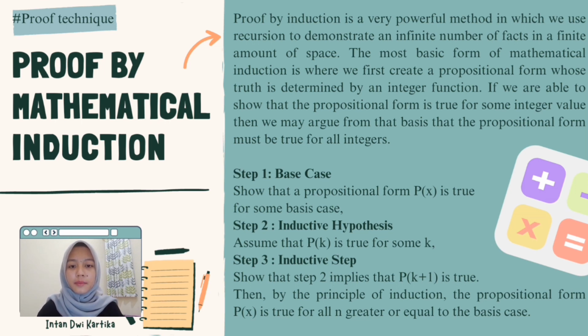There are three steps. Step 1, namely the base case: show that a propositional form P(n) is true for some basis case. Step 2, namely the inductive hypothesis: assume that P(k) is true for some k. And step 3, namely the inductive step: show that step 2 implies that P(k+1) is true. Then, by the principle of induction, the propositional form P(n) is true for all integers n greater than or equal to the basis case.